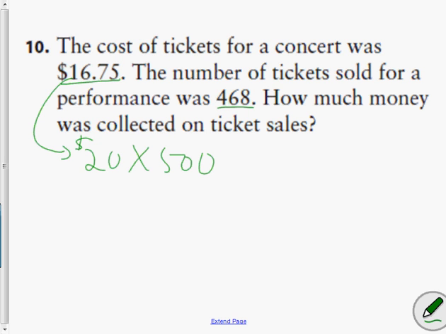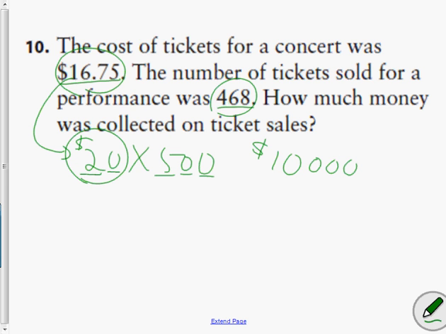So when I multiply these, again, we're going to follow that same rule of 2 times 5 is 10. And I have 3 zeros here. So my estimation for how much it's going to take in is going to be $10,000. Now, since $20 is more than $16.75 and $500 is more than $468, this is really what we call an overestimation. I can be guaranteed that my estimation is more than it should be.